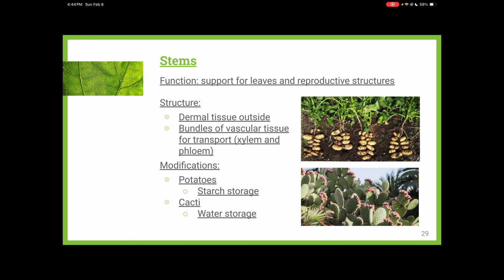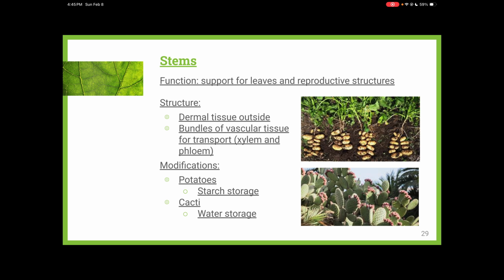All right, stems. Stems are support structures. They hold leaves up so that they can get sunlight, and they hold flowers up so that they can attract pollinators. So a structure of a stem, it has dermal tissue, so an epidermis outside, just like the leaves do. And then they have bundles of vascular tissue because they've got to get water and they've got to get sugar where it needs to go in the plant. So they have xylem and phloem.